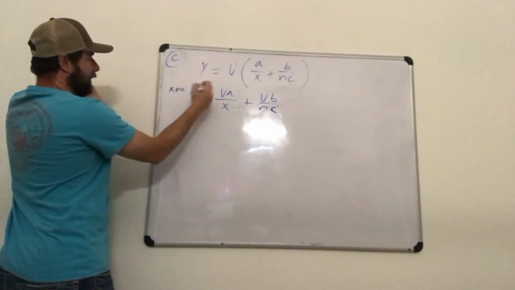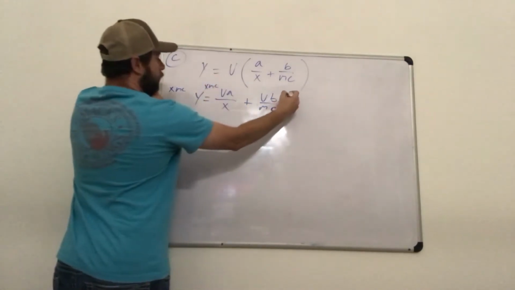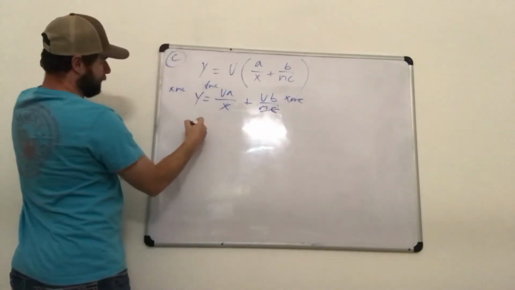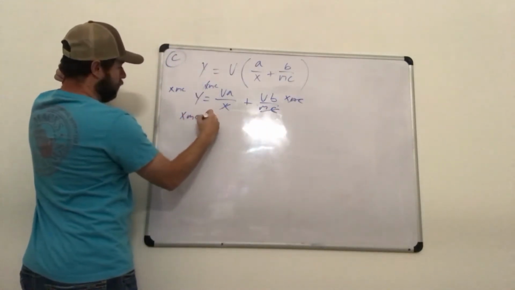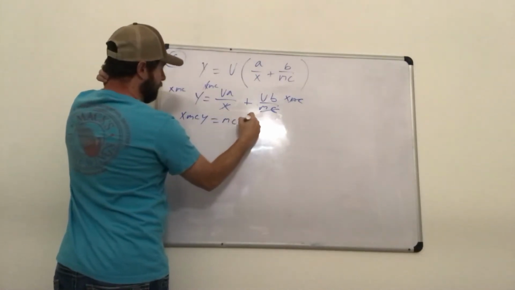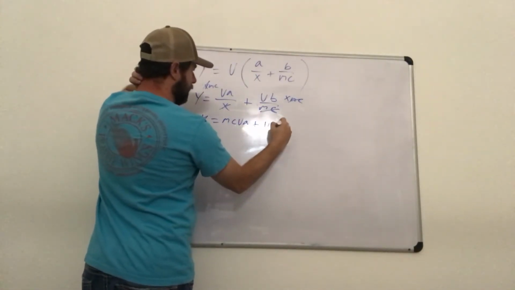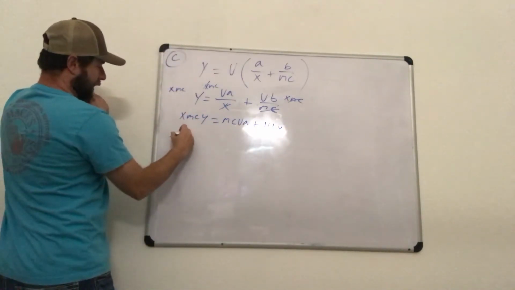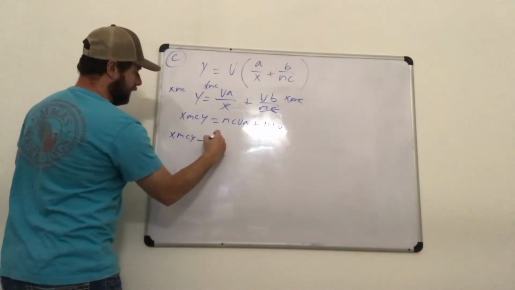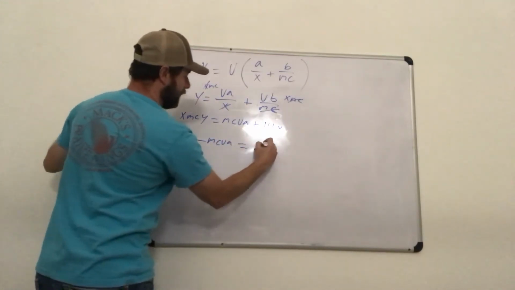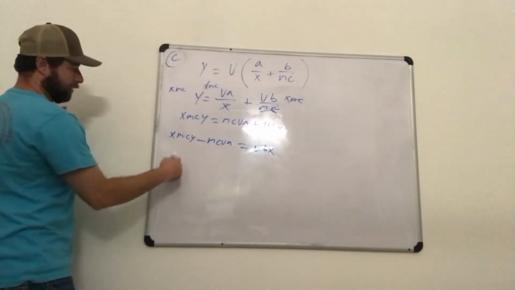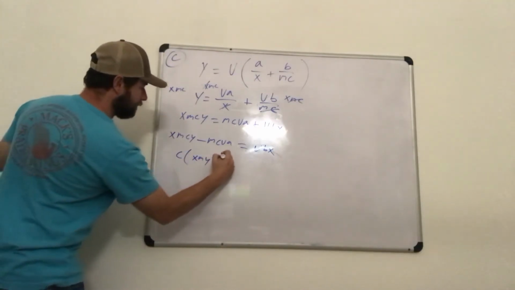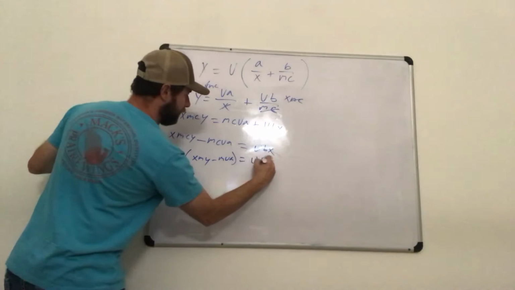So we're going to multiply everything times the common denominator, which is XMC. So the X's will cancel, the MC's will cancel. So we get XMCY equals MCVA plus VBX. Now we're going to bring all the C's, just like you would a normal algebra problem. You bring all the C's, anything that has a C in it, to the same side. And when you do that, you're going to factor out a C. So you're left with XMY minus MVA equals VBX.